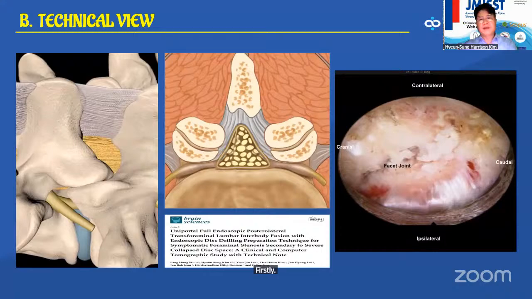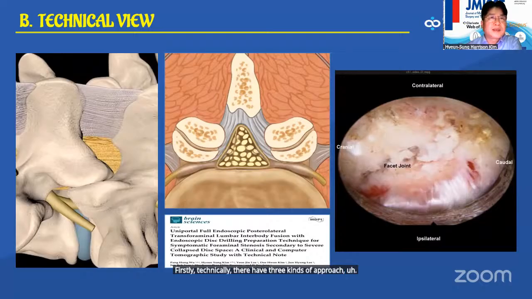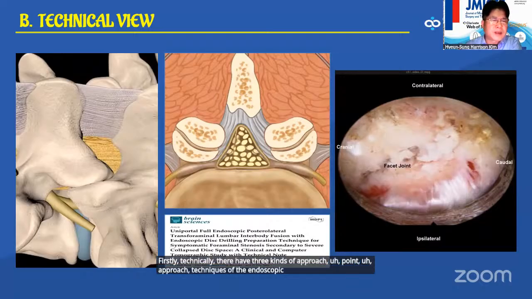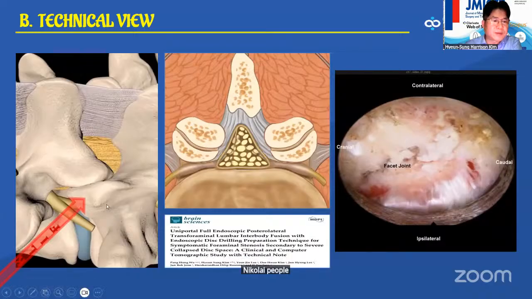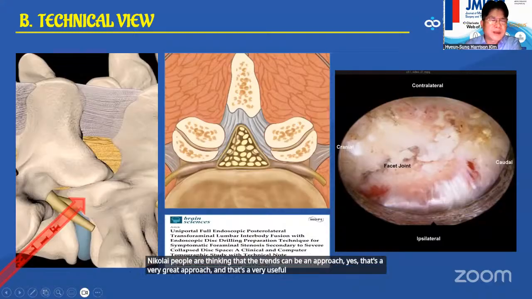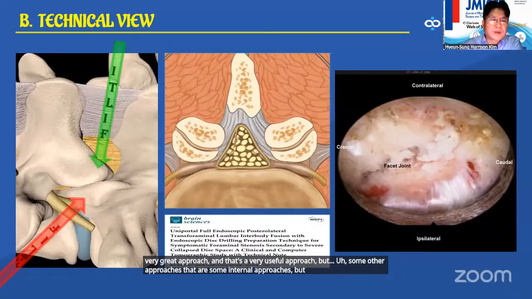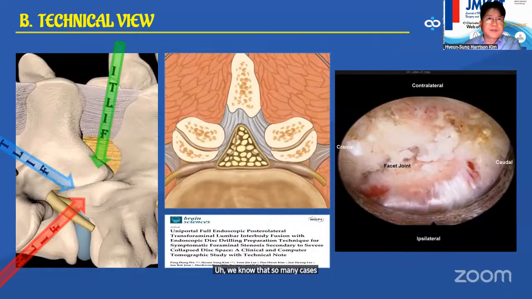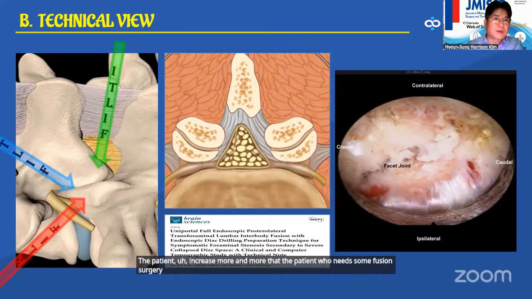Technically, there are three kinds of approach techniques for endoscopic lumbar interbody fusion. Nikolai was talking about the trans-Kambin approach. That is a very great and very useful approach. Another is the interlaminar approach. But we know that currently more and more patients need fusion surgery, not only single level but also multilevel, and also very serious cases like before.